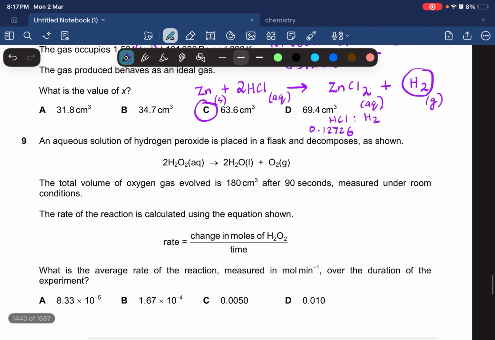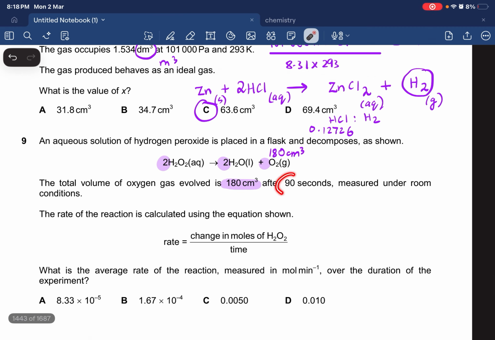Okay, an aqueous solution of hydrogen peroxide is placed in a flask and decomposes as shown. So we have hydrogen peroxide, which is decomposing into water and oxygen. 2 moles of this, equations are just for the mole ratio, forming 2 moles of water and 1 mole of oxygen. The total volume of oxygen gas evolved is 180 cm cube after 90 seconds, measured under the condition.